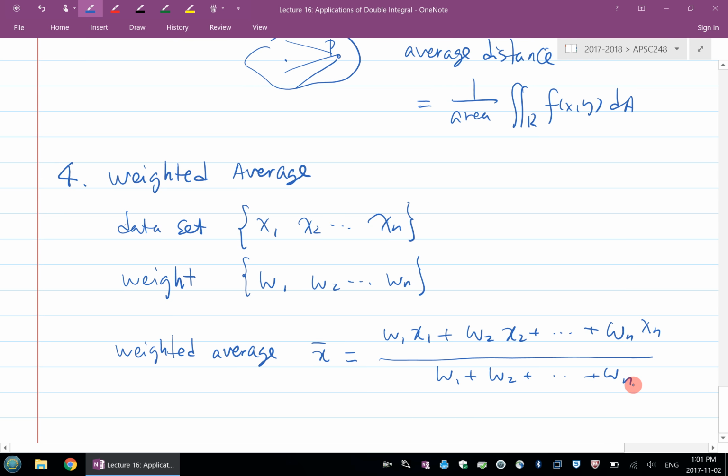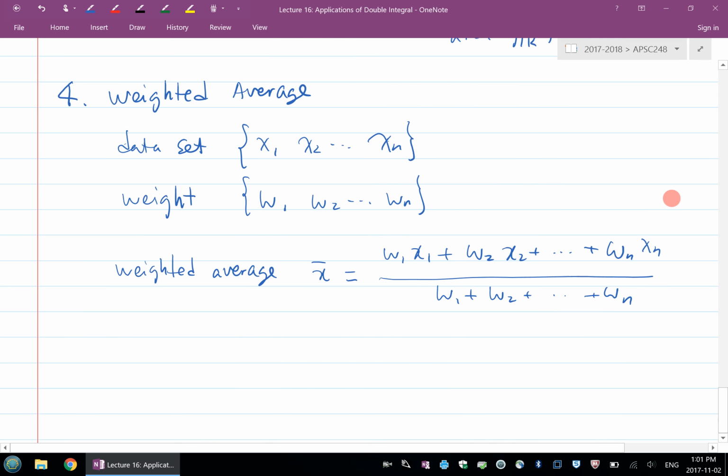Number 3 is basically a special case of number 4. If the weights here are all equal weights, then this formula will give you back number 4, that total average formula.